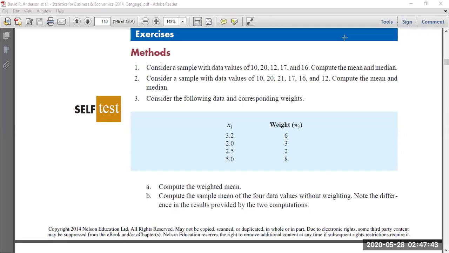And for reference, I'm taking two questions here. I'm taking question number 2, which gives me a sample data with 6 values. And then I'm taking question number 3, which is a group data set that has values of x and weights. I'm considering the weights to be the frequencies.